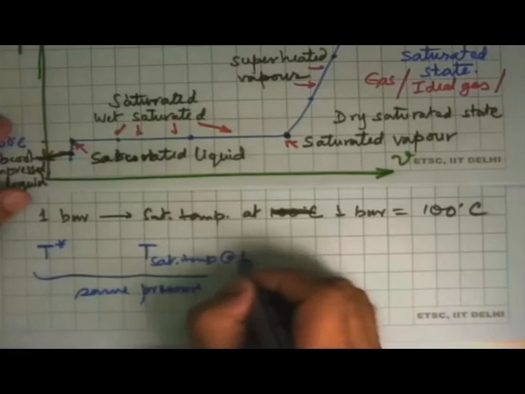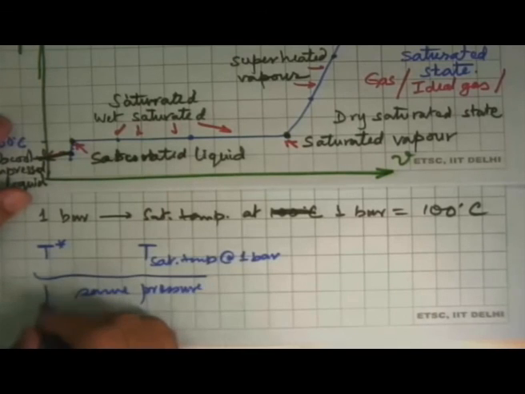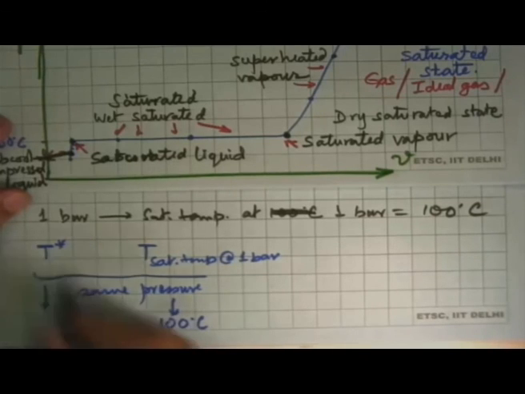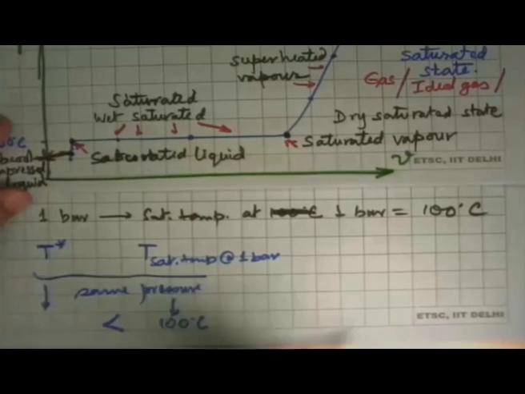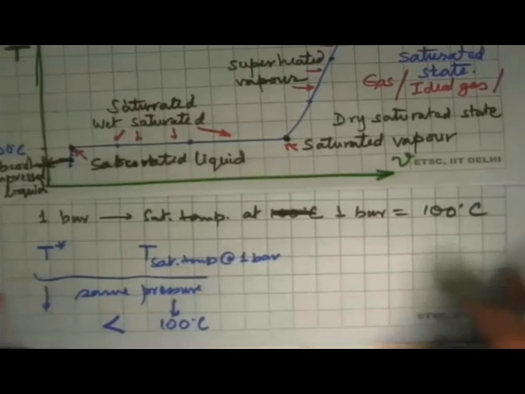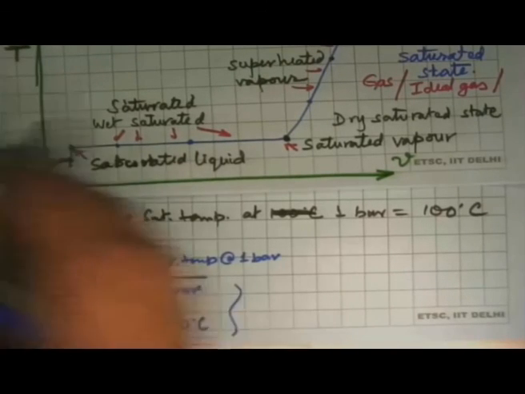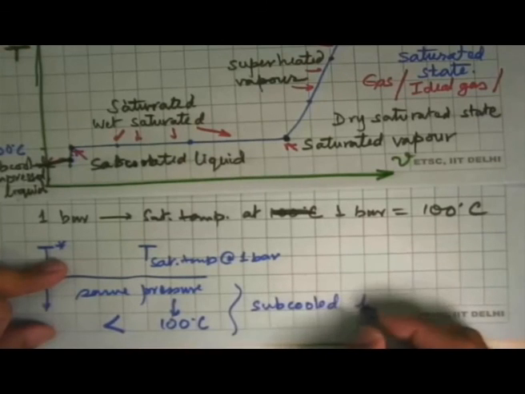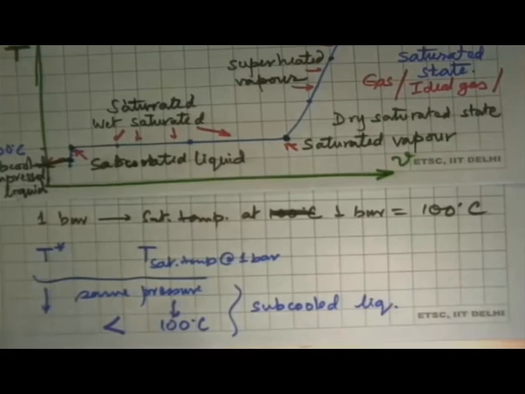Saturation temperature at 1 bar, then this T star we are comparing in this case with 100 degrees Celsius, and we know from looking at it, T star is less than 100 degrees Celsius, and that's the reason why this is called a subcooled state, or subcooled liquid. That means for the given pressure and temperature, the temperature is less than the saturation temperature at that pressure. And very clearly all the water we use and drink, its temperature is 25, 30, 35 degrees Celsius. That would be here.